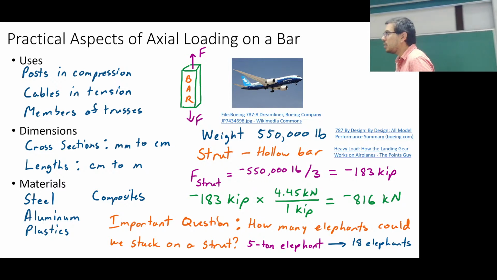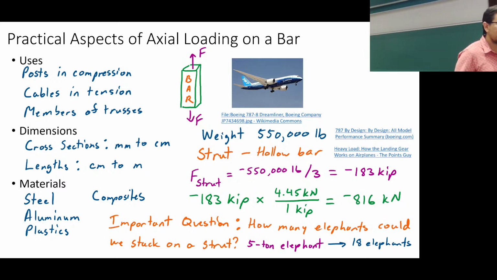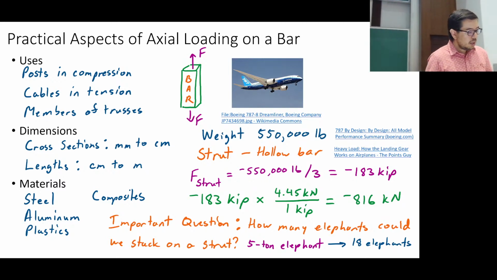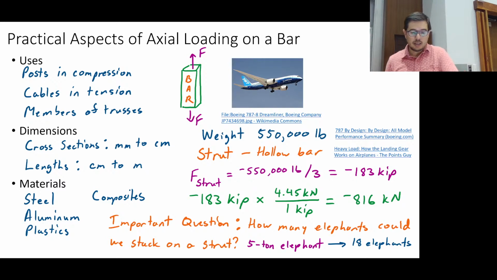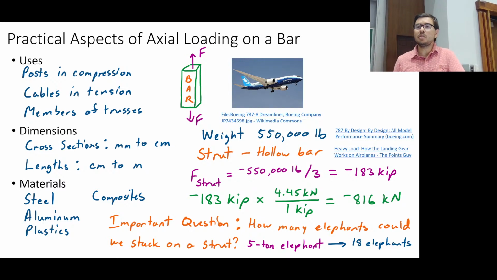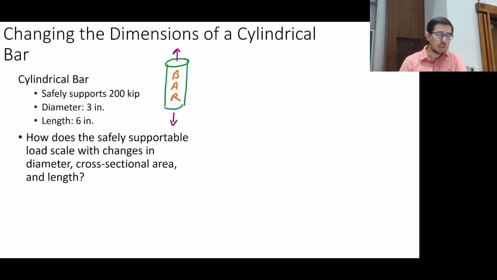So sometimes it's good just to have a little bit of an idea of just how much load a particular structure might be able to handle, okay? Because this is an airplane that's supposed to be lighter than air, but of course it's not. It's extremely heavy.